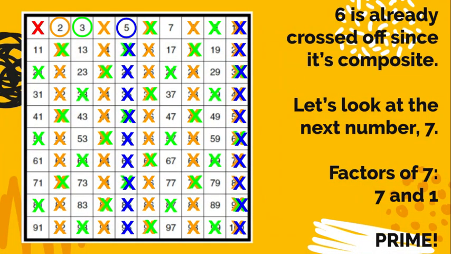All right, moving on to the next number, 6. It's already crossed off since it's composite. Actually, it's crossed off twice because it was a multiple of 2 and a multiple of 3. So let's skip ahead, look at the next number, 7. Think about the factors of 7. Just 1 times 7 equals 7, so that's 2 factors. That makes 7 prime. Yay!